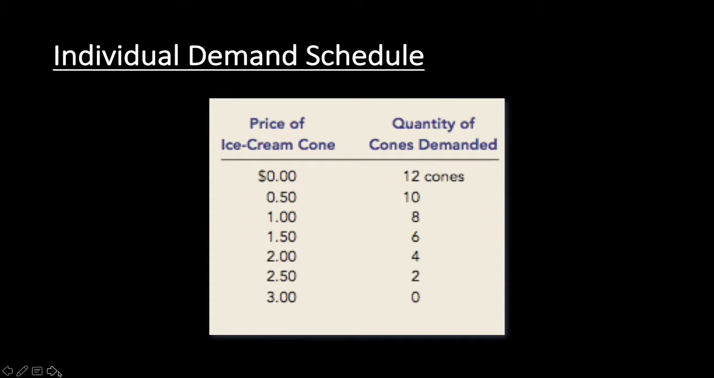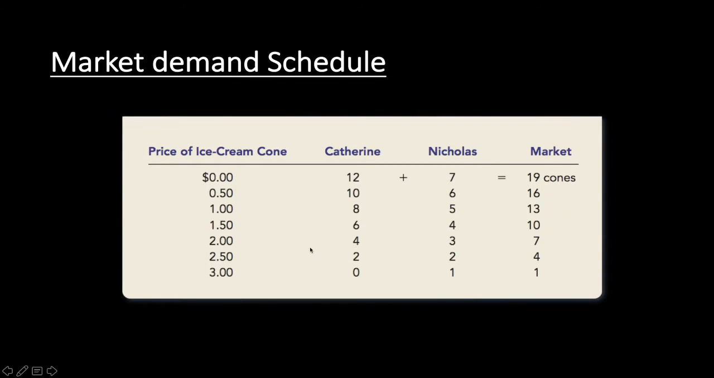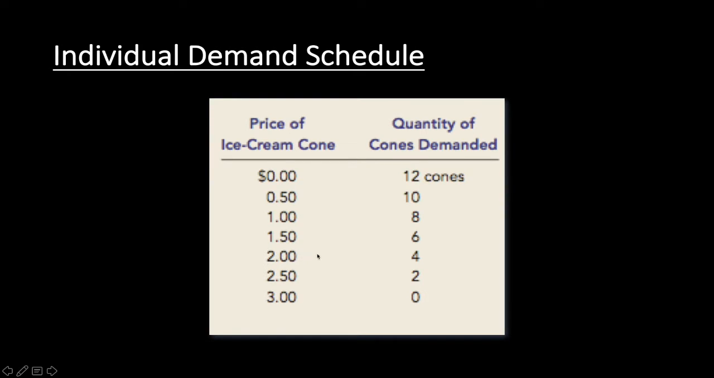So here's an example of an individual demand schedule. At $0, this consumer is willing to buy 12 ice cream cones. At $1, they're willing to buy 8. At $2, they're willing to buy 4, and at $3, they're willing to buy 0. So at any price over $3, they're not willing to buy any.